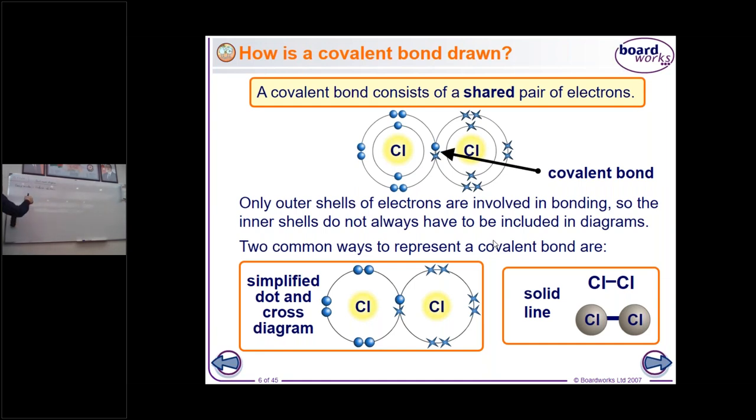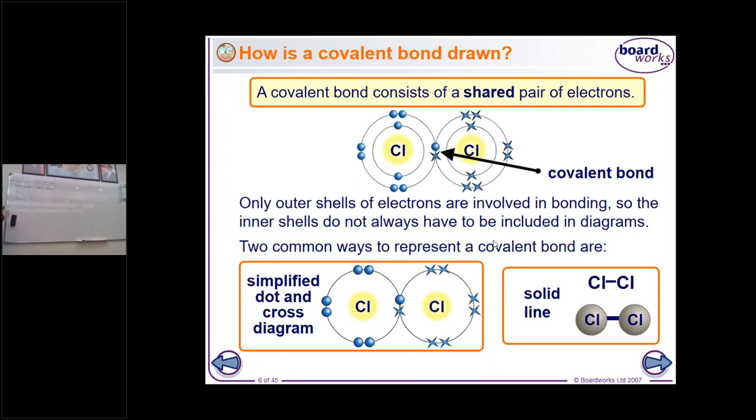So, let's say you want to draw a dot cross diagram, and as you remember before, we have today, for example, the NH3 molecule, or ammonia. So we need the group numbers here. Nitrogen is in the fifth group, and hydrogen is in the first group.